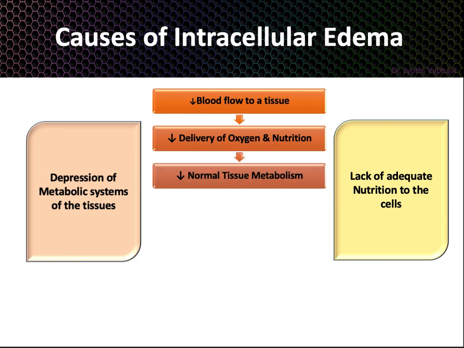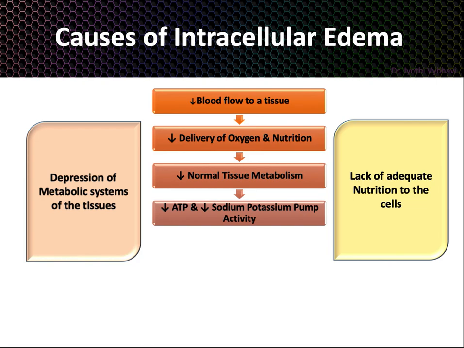So if the blood flow becomes too low to maintain normal tissue metabolism, there is decreased ATP. When there is no metabolism, how will the currency of the body, ATP, be produced? So that also is decreased. If ATP is not there, the sodium potassium pump won't act.